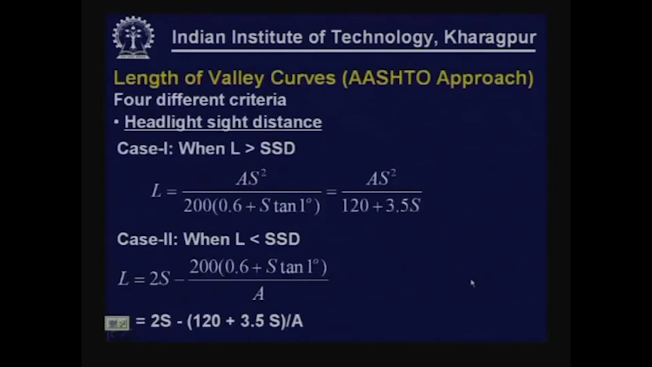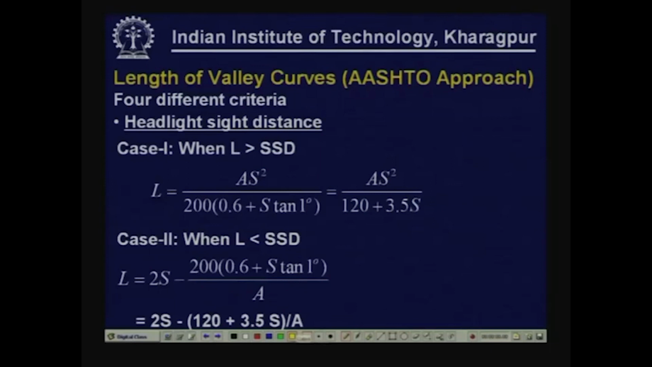Now, length of valley curves: there are 4 different criteria that are considered. The first one is the headlight sight distance. We have already discussed this headlight sight distance requirement during our discussion about the IRC approach. Here also it is the same. 2 cases are considered: case 1, when length is more than stopping sight distance, and case 2, when length is less than stopping sight distance. We have again discussed these 2 cases during our discussion about the IRC approach.